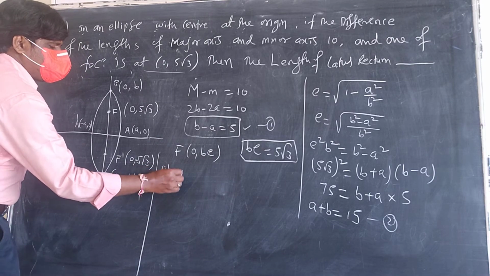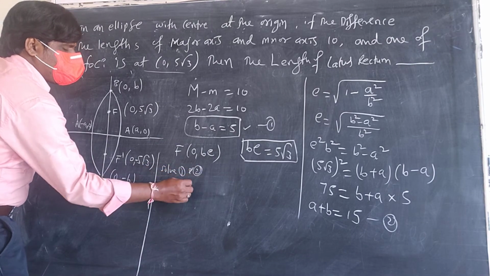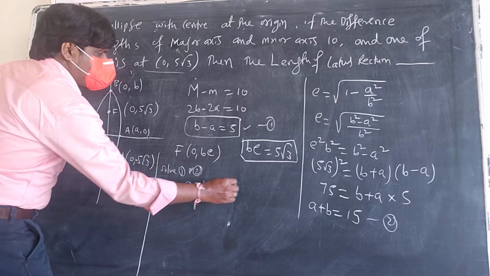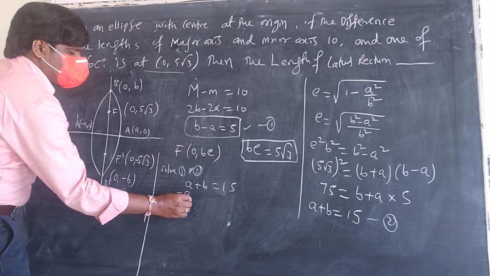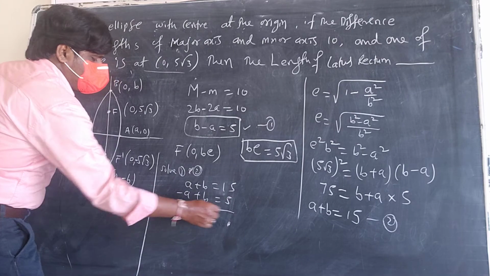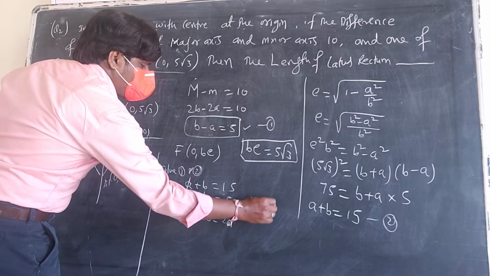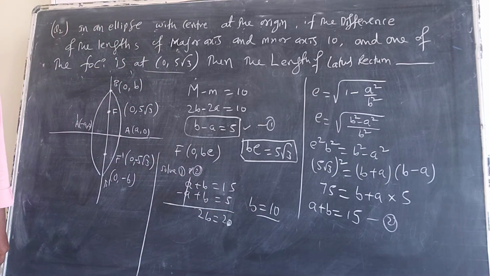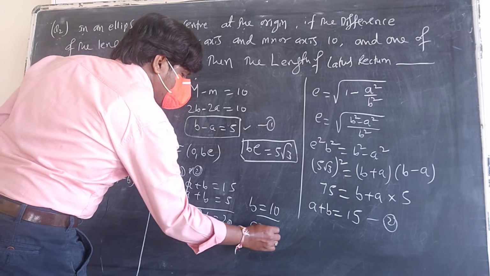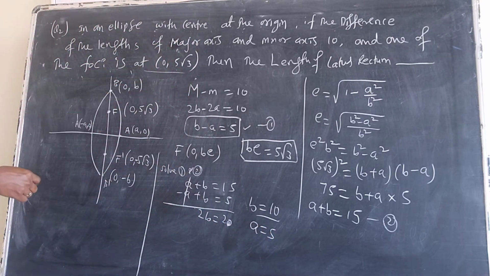Solve equations 1 and 2. Then what I get here is a plus b is equal to 15 and minus a plus b is equal to 5. If I add them, I get 2b is equal to 20, so b is equal to 10. Since b is 10, the value of a is 5.